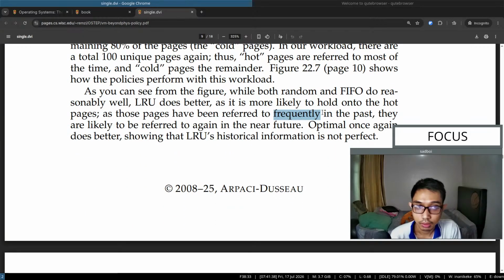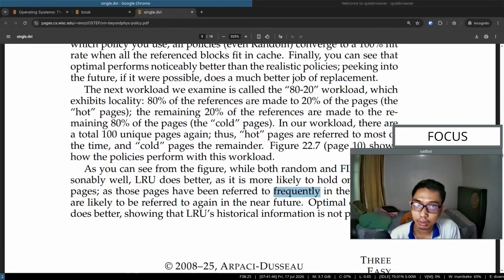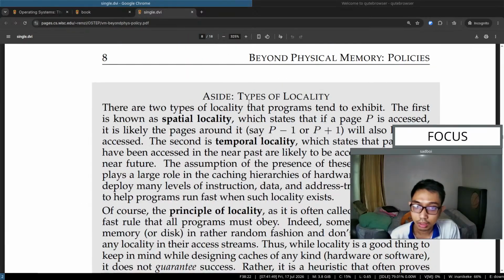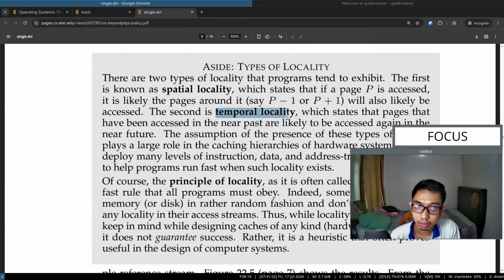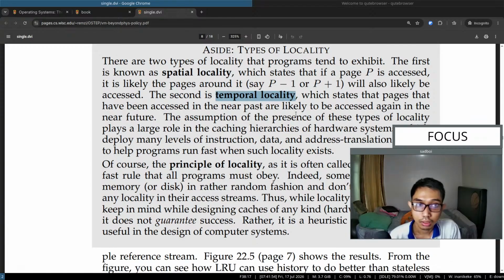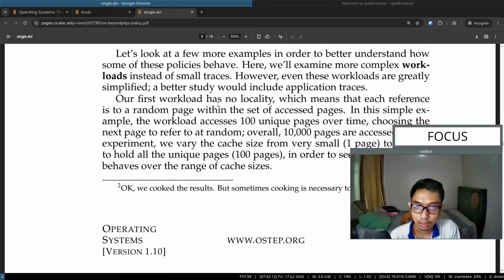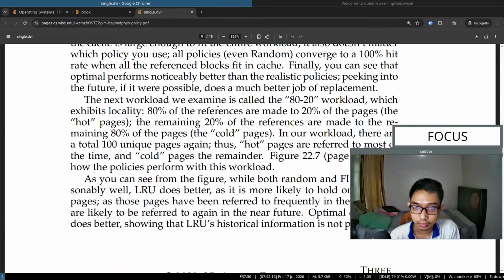So we are considering the frequency too. I think it was called not spatial but temporal locality. This one, temporal locality, which said that pages that have been accessed in the near past, or maybe recently, I guess, are likely to be accessed again in the near future. Okay, the temporal locality.